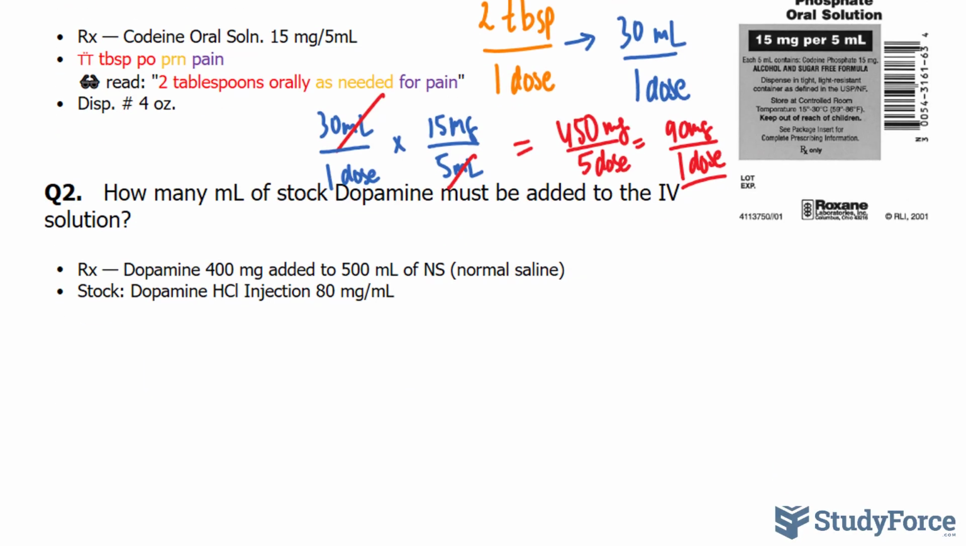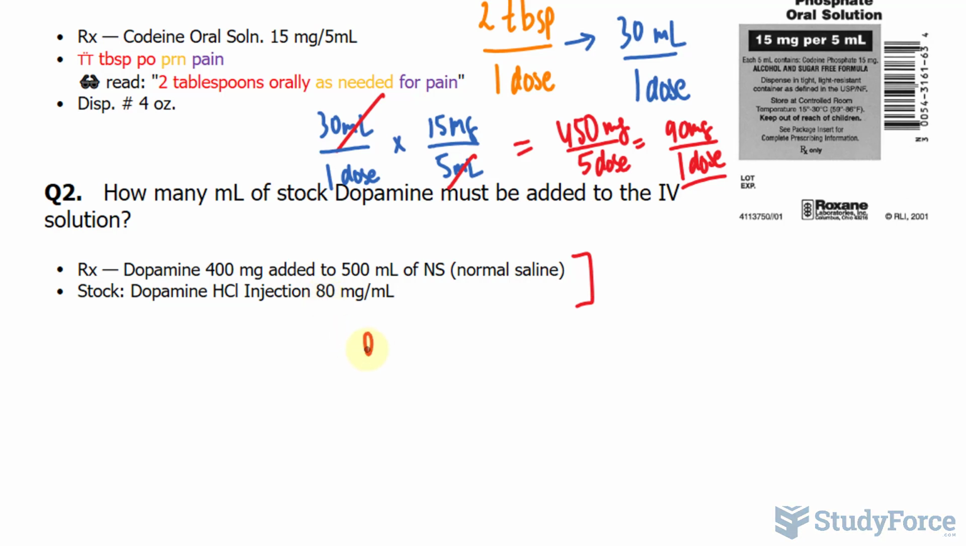How many milliliters of stock dopamine must be added to the IV solution? The prescription is right here. So we're told that we have to use dopamine 400 milligrams added to 500 milliliters of NS, which represents normal saline. The stock is dopamine hydrochloride injection 80 milligrams per milliliter. As you can tell, this problem is slightly different than the previous one. And to solve it, we must determine how many milliliters of the stock dopamine will be needed to be added to the normal IV solution bag.